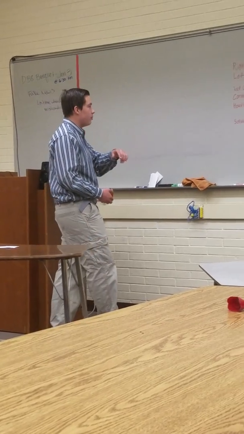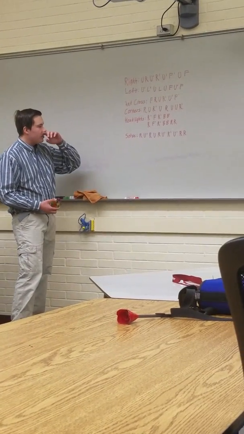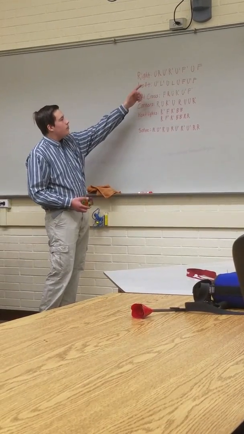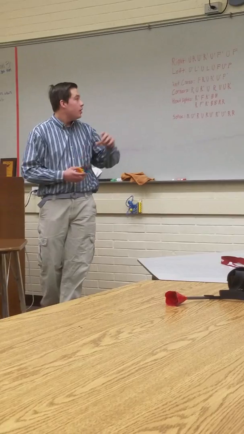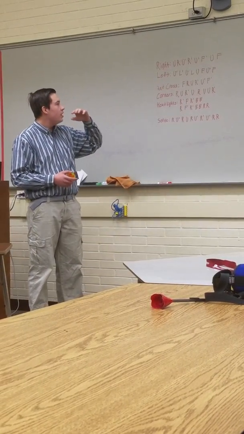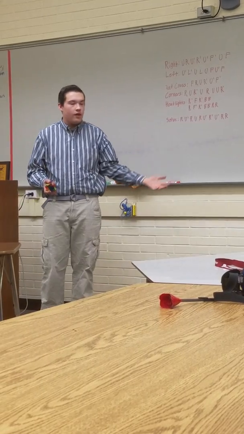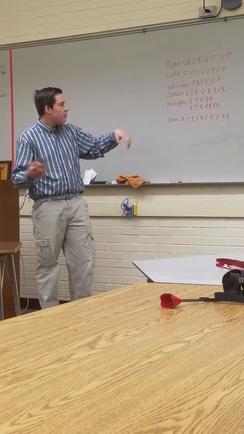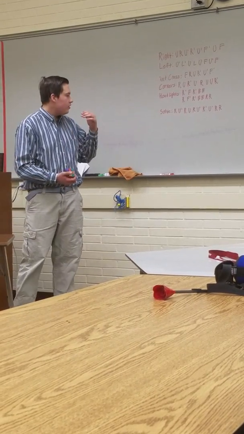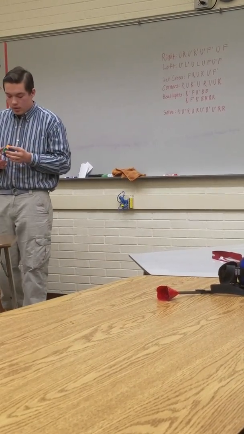So here's what an algorithm looks like. It consists of letters. U stands for the top side of the cube. F stands for the front side, R stands for the right side, L stands for the left side, and B stands for the back side of the cube. And then in more advanced algorithms, there's D, which is the bottom side of the cube.